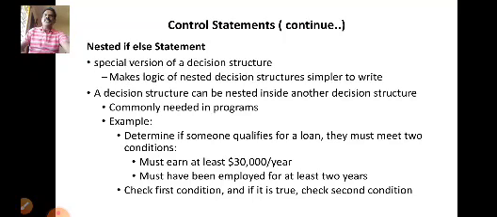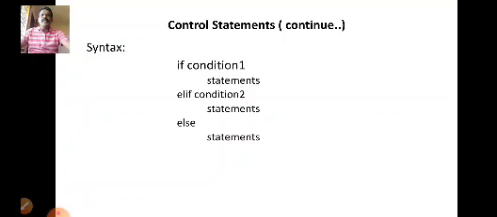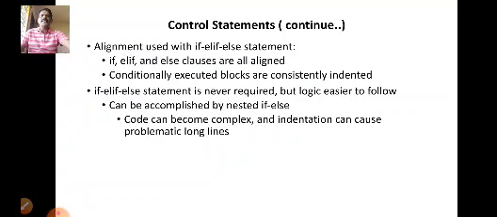Here in this control statement, the nested if else statement. Within one if statement, constructing another if statement is nothing but a nested if else statement. It is a special version of a decision structure that makes the logic of a nested decision structure simpler to type. This is nested if. Here we have condition 1 statements, condition 2 statements, condition 3 statements. The syntax is like that.